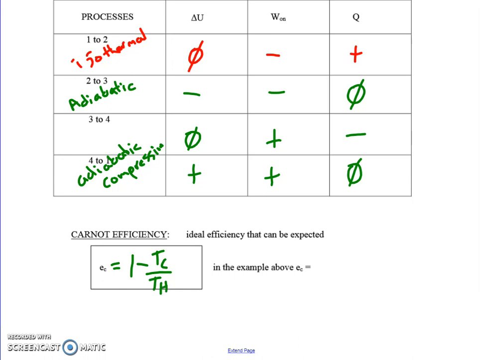So in this particular example, we are working with a cold temperature of 200, and we started at 300, so it's going to be 1 minus 2/3, or 0.33. So in this case, it's not very efficient. And we can see that if we want to increase our efficiency, we want a bigger temperature difference, as big a temperature difference as possible.